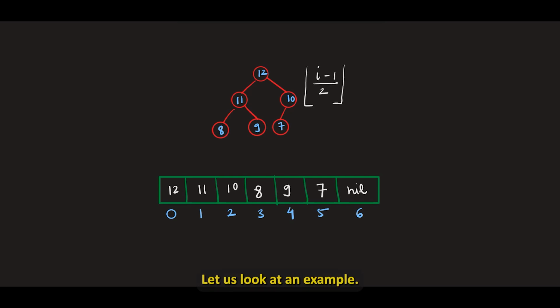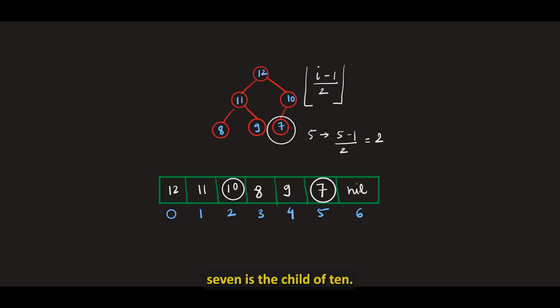Let's look at an example. What will be the parent of 5? So we subtract 1 and divide it by 2 and get 2. And we can quickly verify that the node at 5 is 7 and node at 2 is 10. And in the tree as well, 7 is the child of 10.